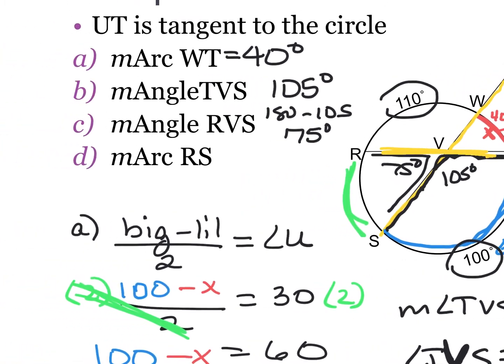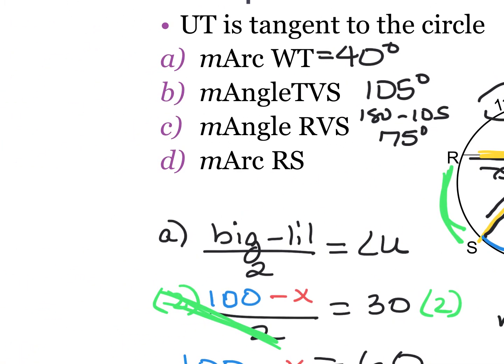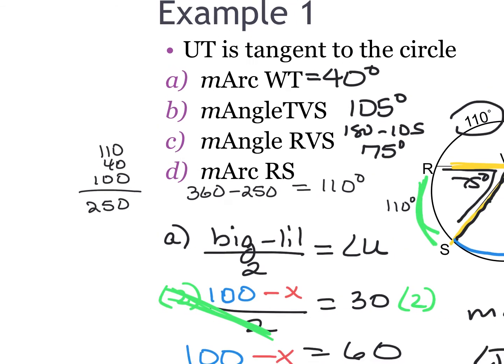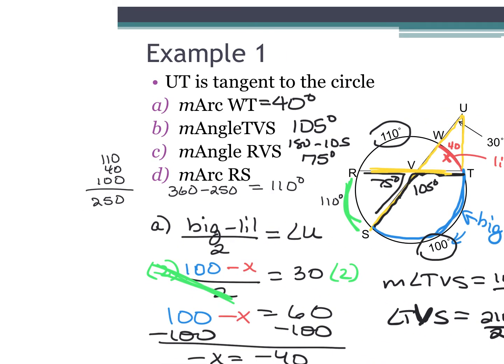So for RS, I'm going to add 110, 40, and 100. I get 250. I'm going to take 360, subtract the 250, and arc RS is 110 degrees. Because that completes my 360 degrees. You could have also used the floating angles there, but I think it was a lot easier just to add it and subtract from 360.